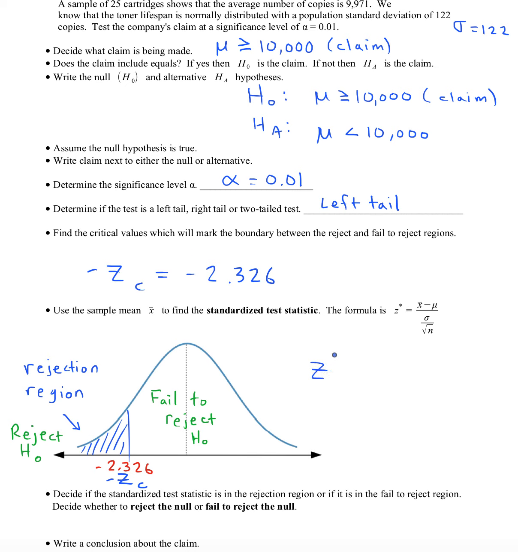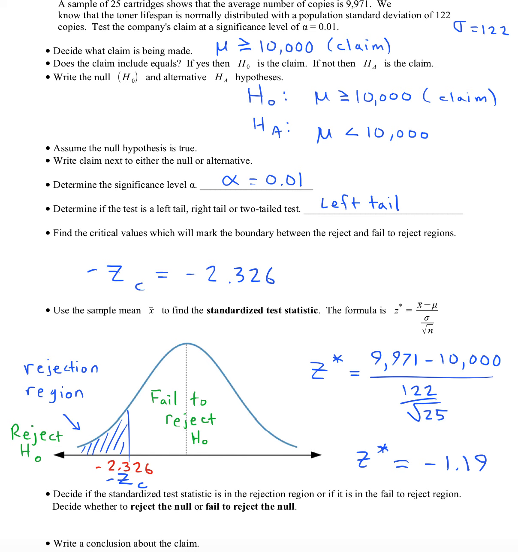The formula for it is Z star equals our sample mean minus the claimed population mean divided by the standard deviation over the square root of n. For the purposes of the test, we assume that the claim was correct, so we let mu be 10,000. Punch that into the calculator, and you get negative 1.19.